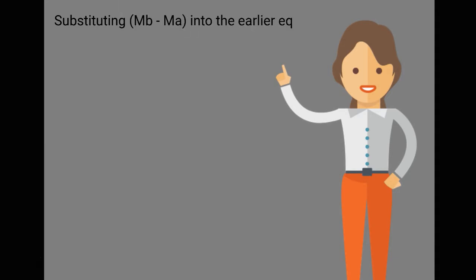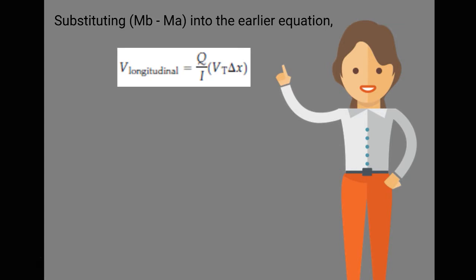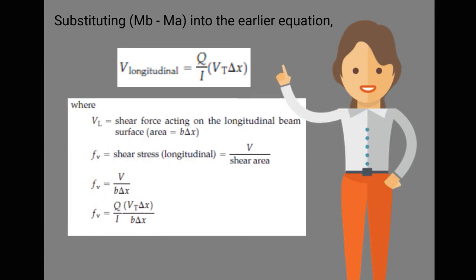Substituting MB minus MA into the earlier equation, V longitudinal is equal to Q over I times V delta x, where VL is the shear force acting on the longitudinal beam surface. The area is equal to b delta x. Fv, the shear stress longitudinal, is equal to V over shear area. Fv is equal to V over b delta x.